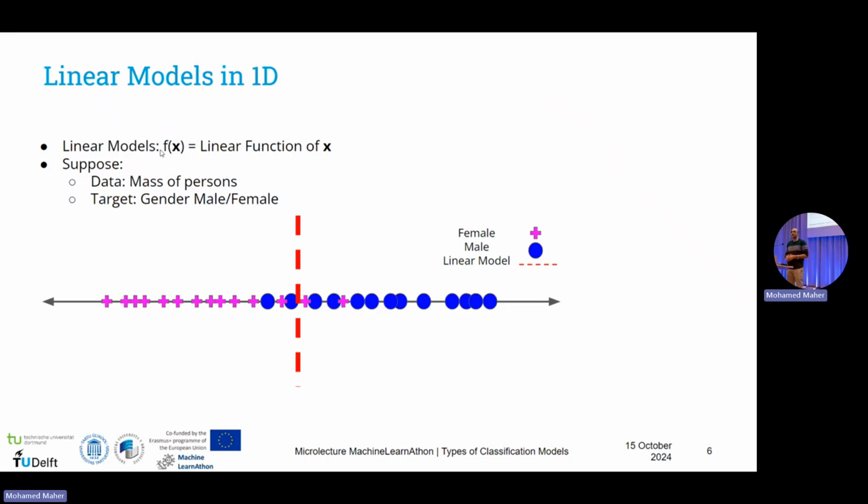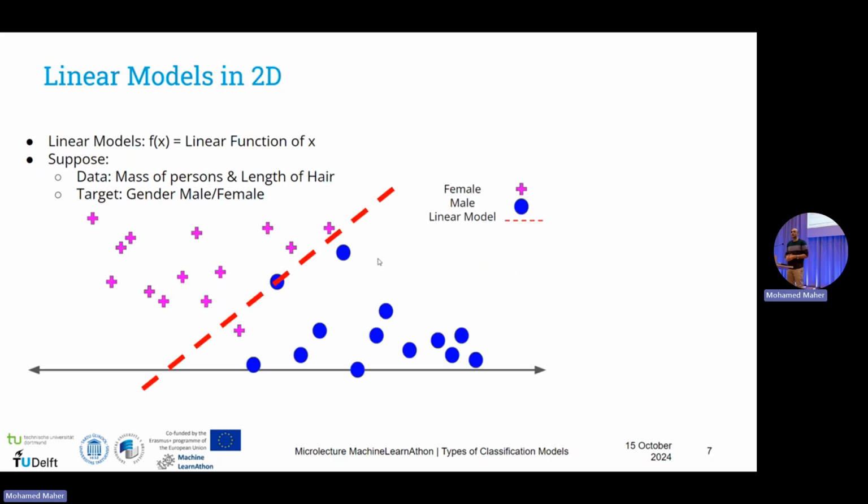Suppose that we have a task with an input dataset of one feature, the mass of persons, and the target is to predict whether the gender is male or female. On the x-axis we have the masses of different persons, and we want to build a linear model to classify between male and female. The linear model will be a threshold over here. If the mass exceeds this threshold, we predict male. Below this threshold, we predict female. So in this case, we can call this a linear model.